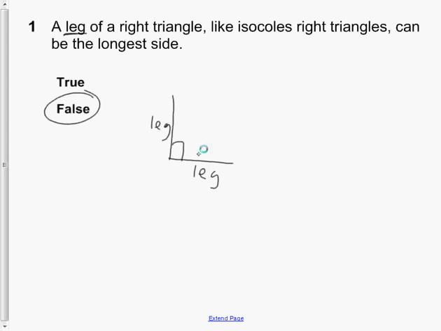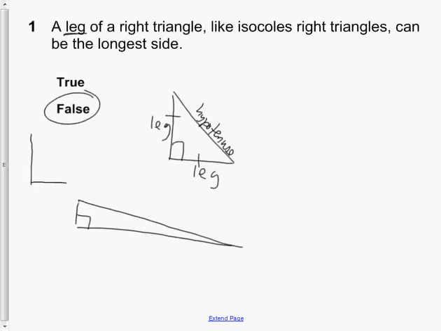Those are legs. And the other side that connects the two ends of those legs together of a right triangle is called the hypotenuse. And every time, no matter what type of right triangle we're dealing with, whether it be an isosceles where those two are the same length, or a triangle that looks like this, or a triangle that looks like this, doesn't matter what the shape, the hypotenuse is always the longest side of any right triangle. So the first one, I think most people got it false.